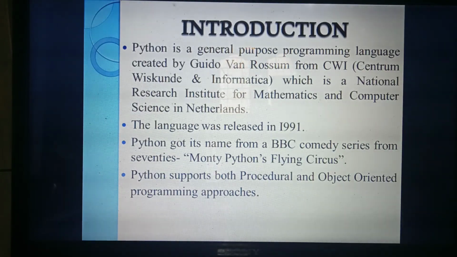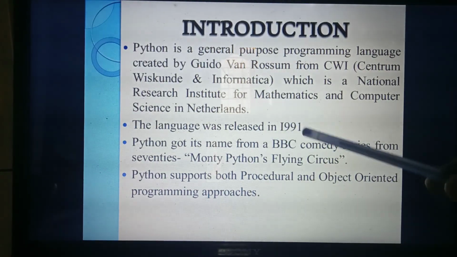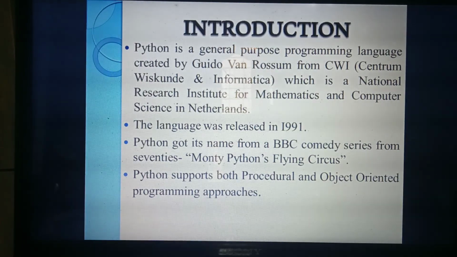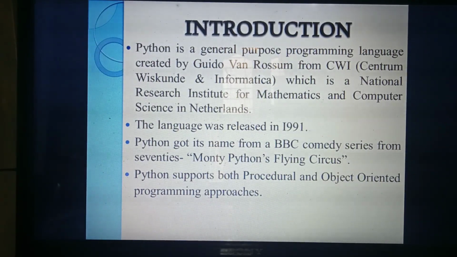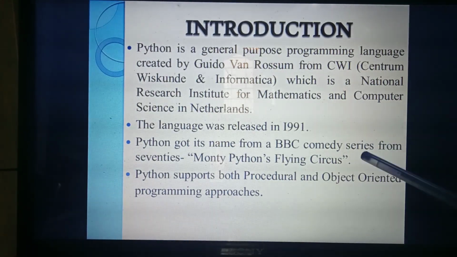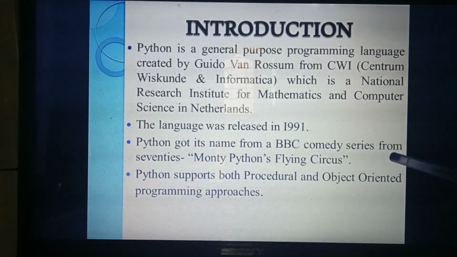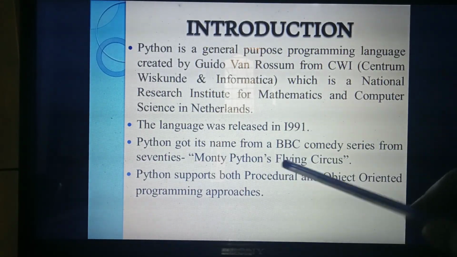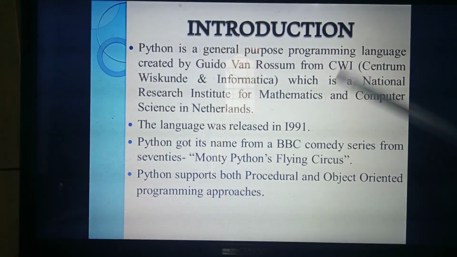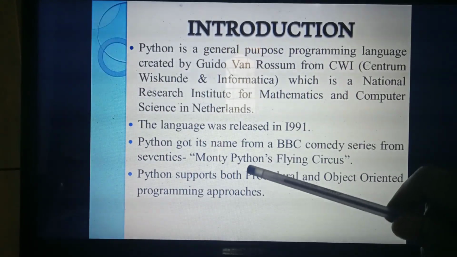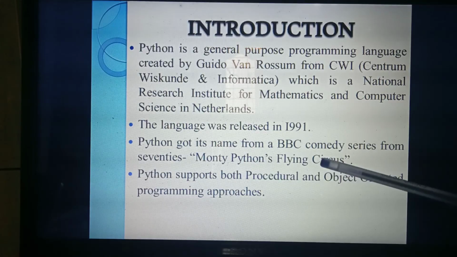Which year was this language released? 1991. Python was released in 1991. Where did this language get its name? Python comes from a comedy series, a circus show called Monty Python's Flying Circus. From there this language got the name Python. That means Monty Python's Flying Circus.